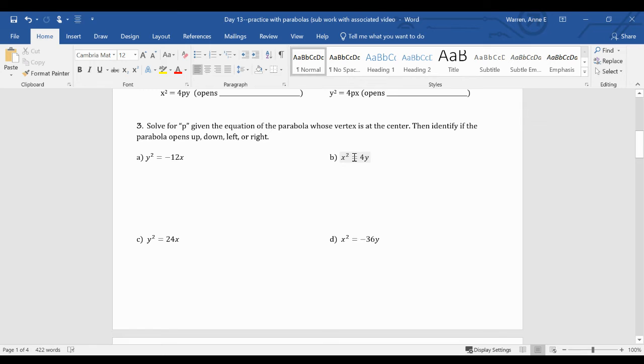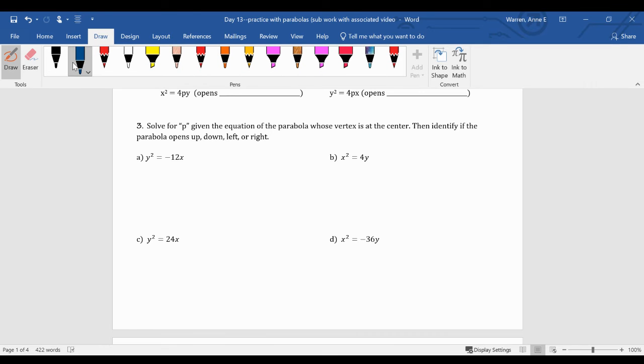We did practice with this on Friday, but solving for P, which again, P is the distance from the vertex to the focus. When I'm given an equation here that has a vertex at the center, the equation is either y squared equals 4px or x squared equals 4py. So basically, the coefficient of the x or the y represents 4p. And so for each one of these problems, you would just set that coefficient equal to 4p.